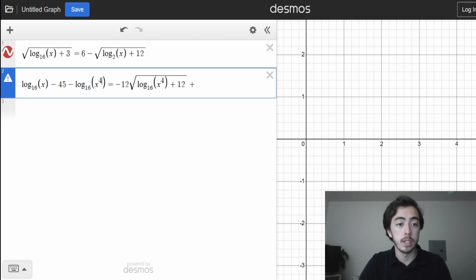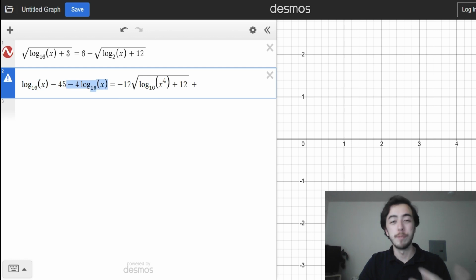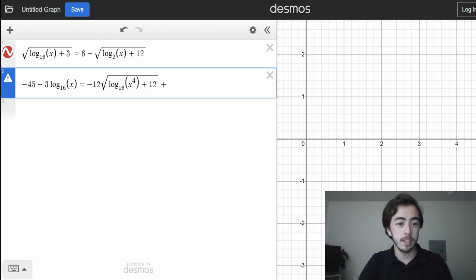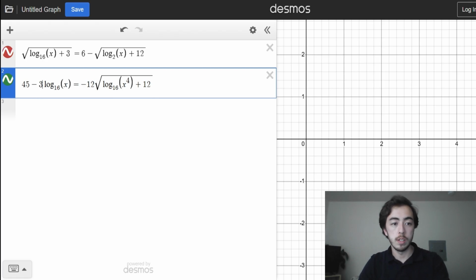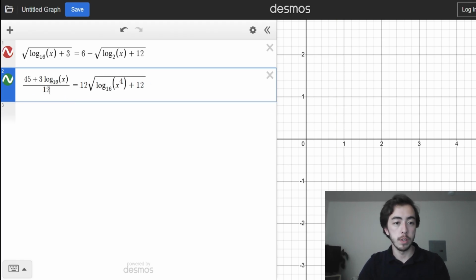Another log rule, we can take this exponent, bring it down as a coefficient, so that power of 4 can now be a times 4, and that lets me combine these as like terms. If I have 1 log base 16 of x, and I'm subtracting 4 log base 16s of x, then together it is a minus 3 log base 16 of x. I will divide both sides by negative 12, and ultimately that will knock out those minus signs there. And then I just need to divide this whole expression by 12.